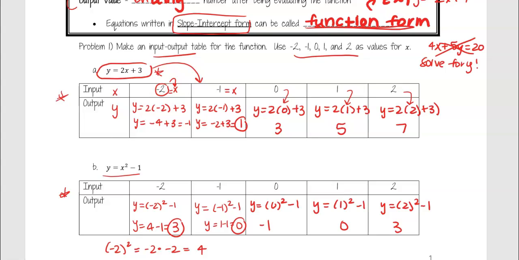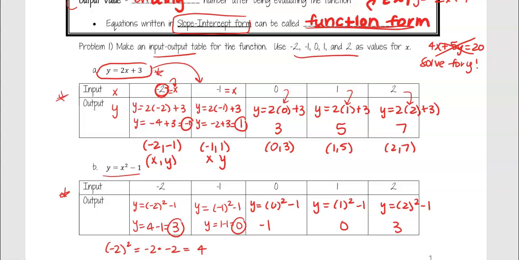Something to note, guys, your inputs are your x values, your outputs are your y values. These can create ordered pairs. So this would be a point negative 2, comma, negative 1, because we know an ordered pair is an x, comma, y. This would be point negative 1, comma, 1, x, comma, y, 0, comma, 3, 1, comma, 5, 2, comma, 7. Inputs and outputs are just ordered pairs.